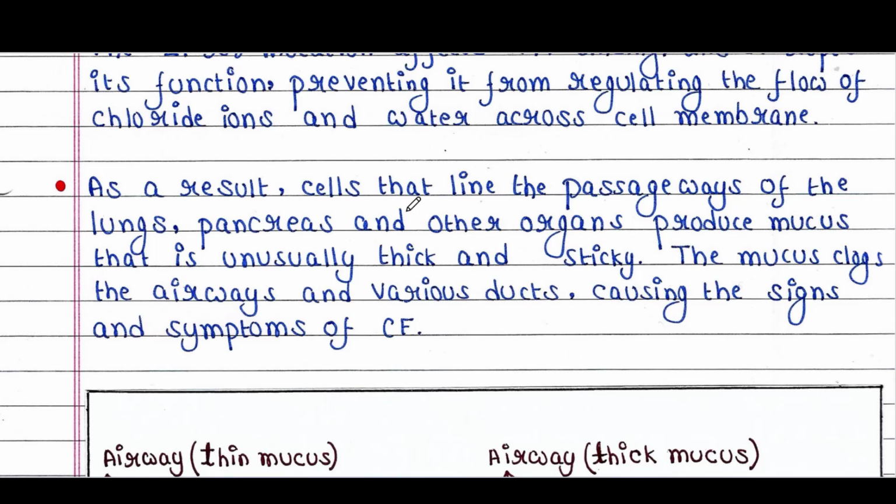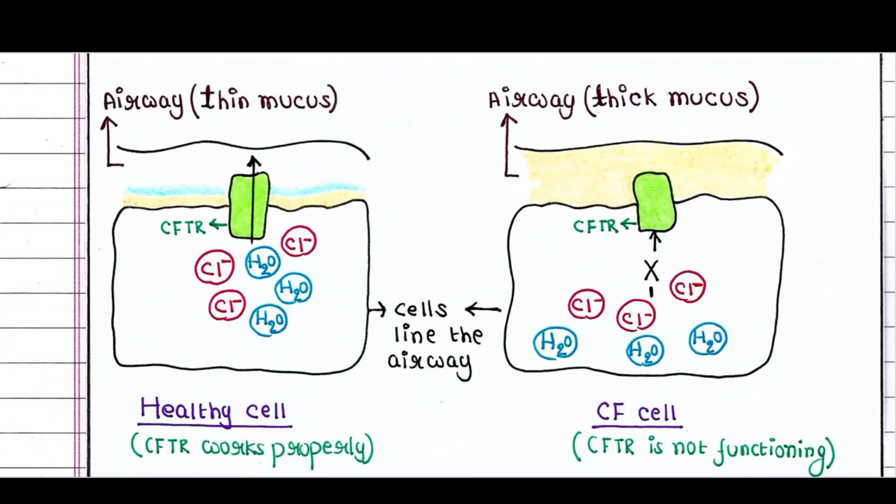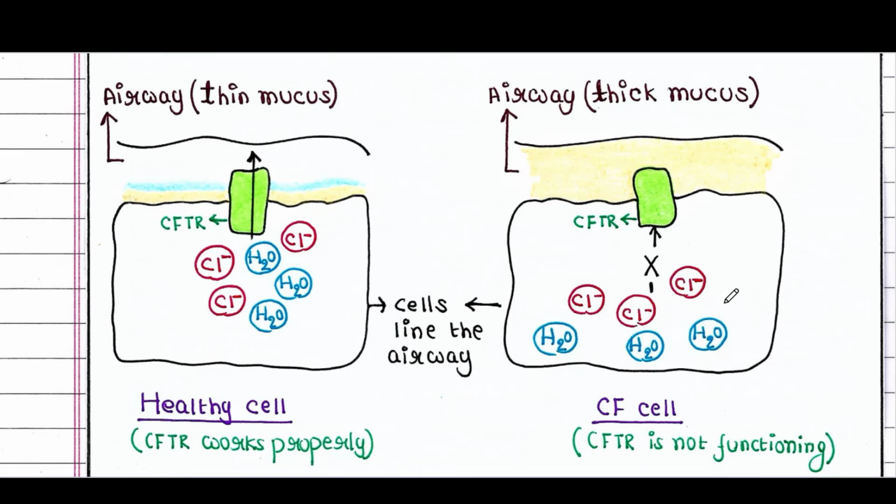As a result, cells that line the passageways of the lungs, pancreas and other organs produce mucus that is unusually thick and sticky. The mucus clogs the airways and various ducts, causing the signs and symptoms of CF. Okay, so in CF cell, ATP cannot bind this protein and it disrupts the functioning of this protein. That means chloride ions as well as water molecules cannot pass, and in the airways you can see this is the thick mucus. So the mucus becomes thick.